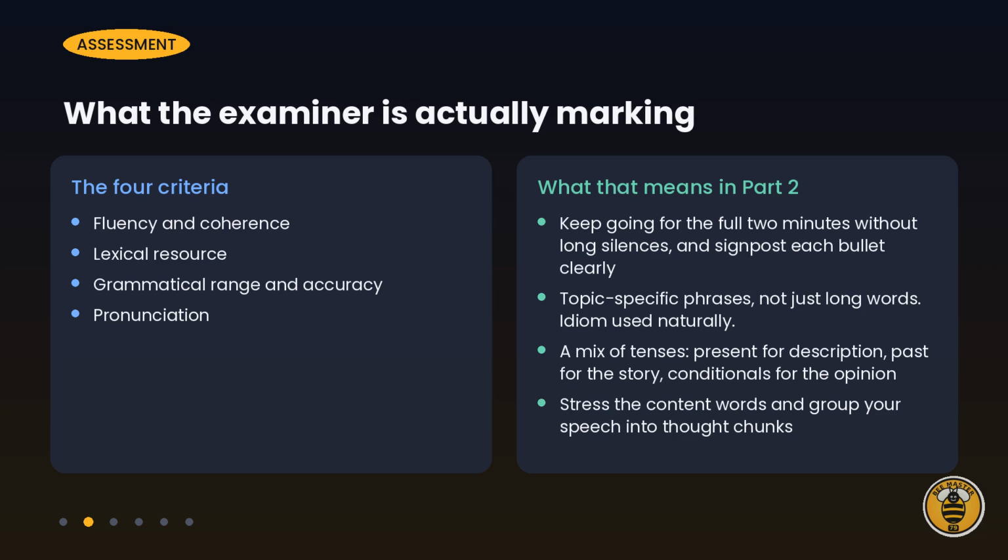It is worth remembering what is actually being marked. 4 criteria, each worth a quarter of your score: fluency and coherence, lexical resource, grammatical range and accuracy, and pronunciation. In part 2 that means keep going for the full 2 minutes. Signpost each bullet, use topic-specific phrases rather than simply long words, and vary your tenses naturally as you move from description to story to opinion.